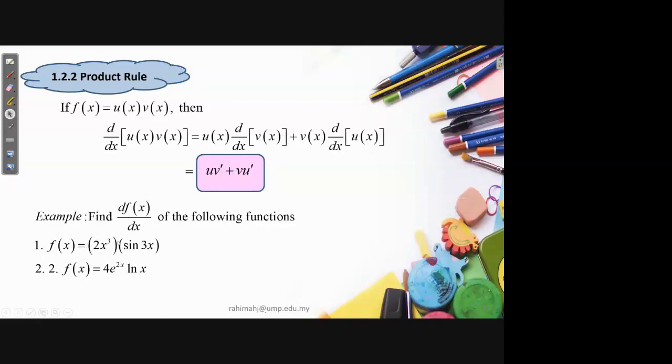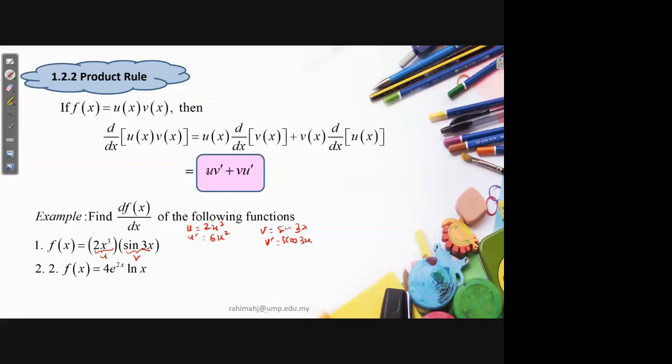Let's differentiate this. Let's consider the first term here as u and the second term as v. If you practice more, you don't have to write this, but for the first time, let's write u is 2x cubed and let's write v as sine 3x. And u prime is 6x squared and v prime is 3 cosine 3x.